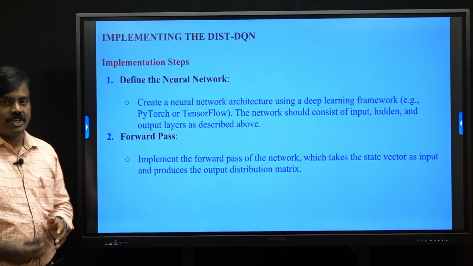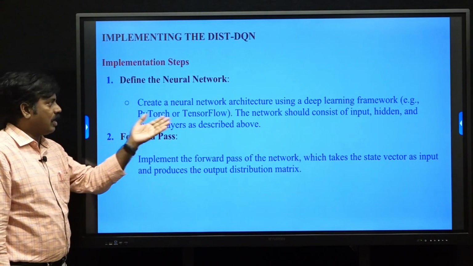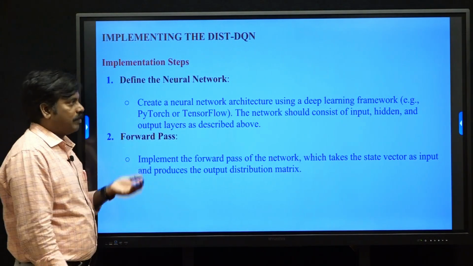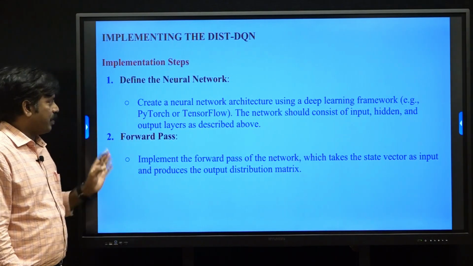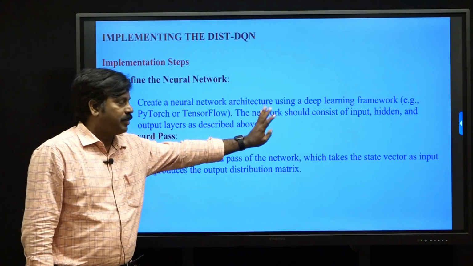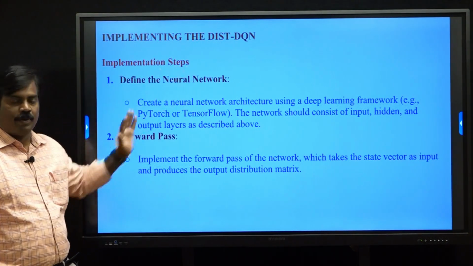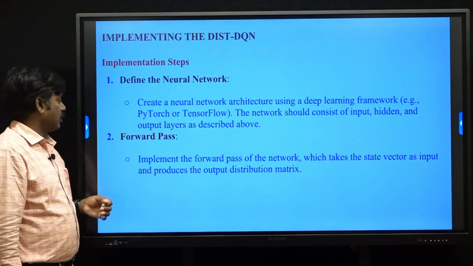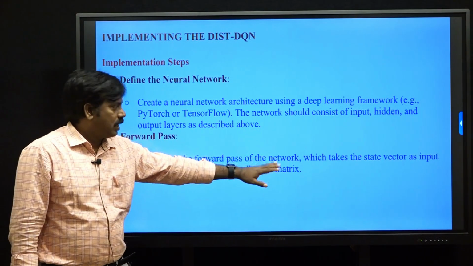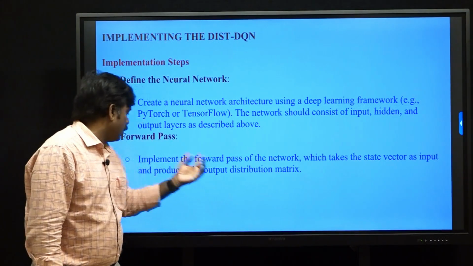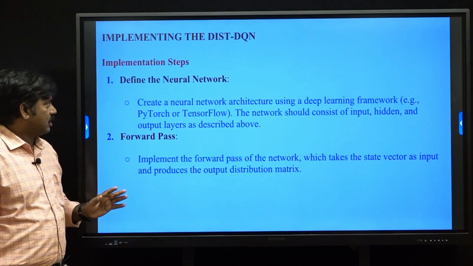Next, in the implementation steps, we define the neural network. First, create the neural network architecture using a deep learning framework, either PyTorch or TensorFlow. We are using PyTorch. The network should consist of the input layer, hidden layers and output layer as described in the architecture above. Then implement the forward pass of the network, which takes the state vector as input and produces the output probability distribution matrix.